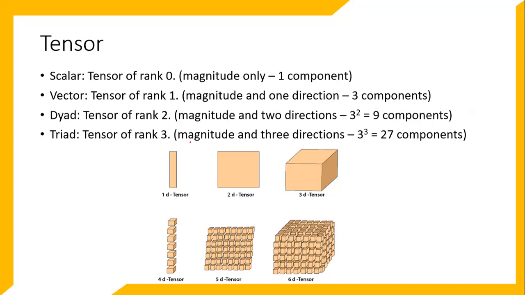A triad, say for example what we take in case of relativity, is a tensor of rank 3. So it has a magnitude as well as three different directions. That is, 3 basis vectors are needed to specify one component. So here, in 3-dimensional space, it will have 27 components. That is a tensor of rank 3.